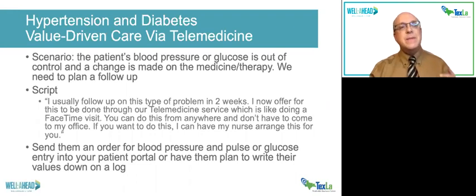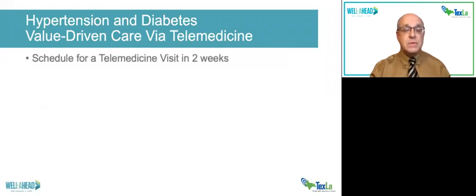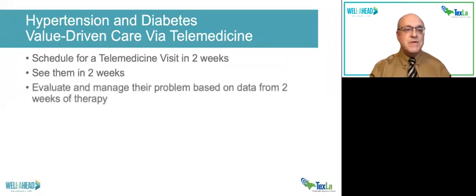And think about that now. Right now you may be seeing a patient in follow-up and they come in and you just check their pressure. Well, you have one value that you're basically making a decision on. Doesn't it make sense that 2 weeks of values in their home situation is better than just one value when they had to fight traffic, wait on you for 30 minutes, and then see you for 10 minutes in a room? It seems to me that that's a better way of doing things. And so I do that for both diabetes and hypertension. I schedule them for a 2-week visit, and then I see them in 2 weeks and evaluate and manage their problem based on that 2 weeks of data.